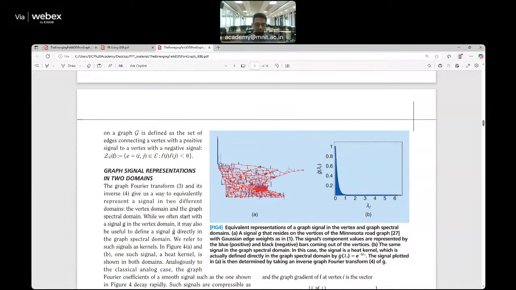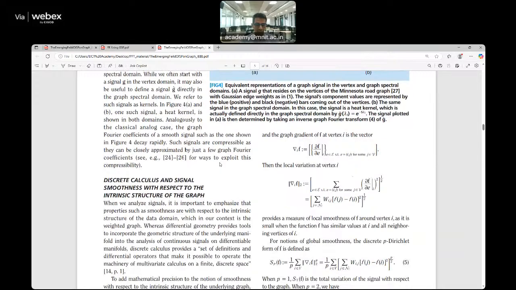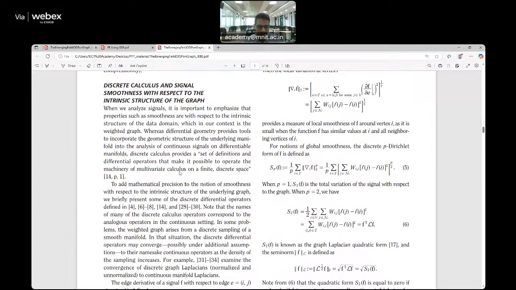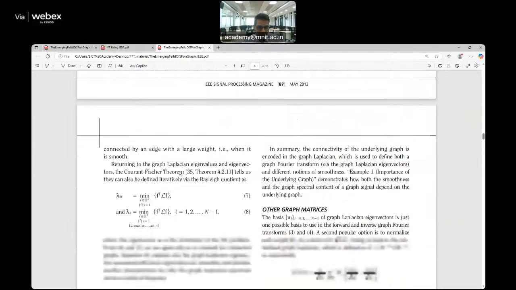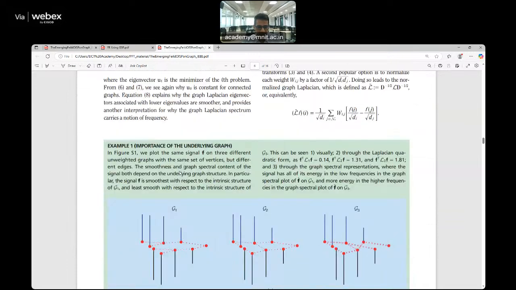Today it is very difficult to appreciate the beauty of this paper. But when I took up this paper, no work was available for GSP. Only this paper was available. That's why I was able to appreciate the beauty of that paper. Importance of the underlying graphs.